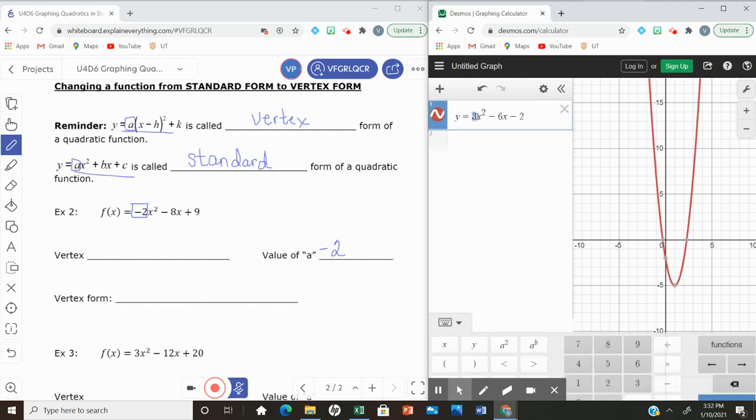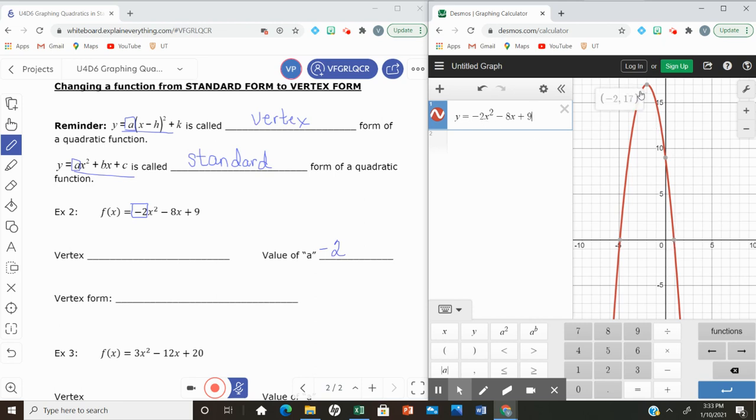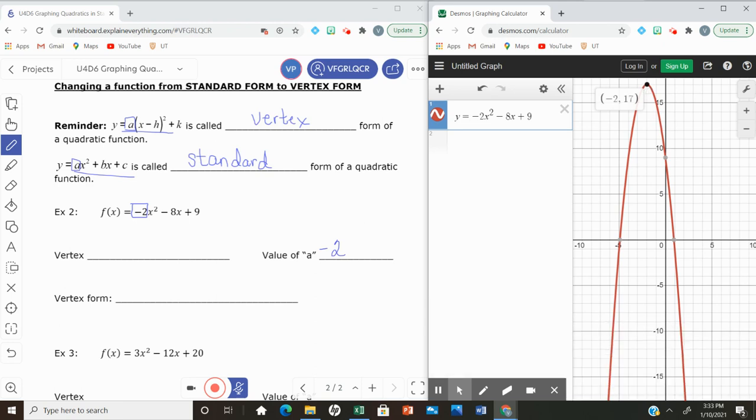So we're going to go ahead and we are going to type this equation in. So let's get this cleared out. So we're going to type in negative 2x squared minus 8x plus 9. Okay, so as we can see, the negative sign reflected it. Okay, good. We have a parabola that opens upside down. So in this case here, we have a maximum. So the vertex is negative 2, positive 17. Let's write that in. Negative 2, positive 17.